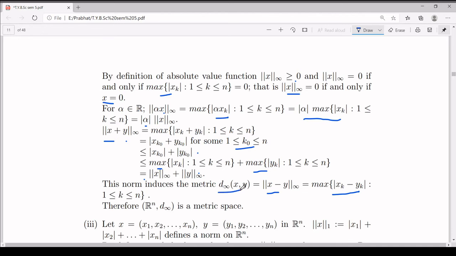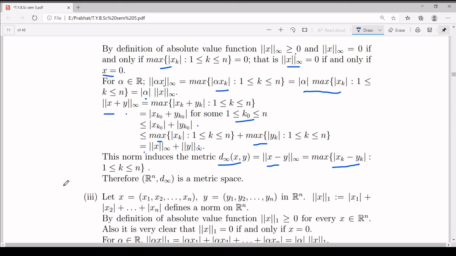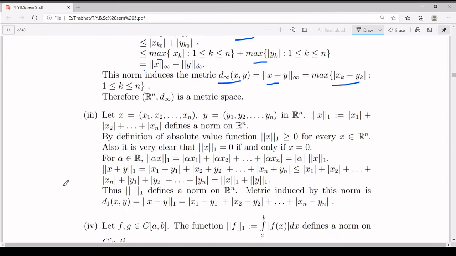So norm infinity is giving rise to a metric d infinity. Now the next example we will see. In Rn only, you take x equal to (x1, x2, ..., xn), y equal to (y1, y2, ..., yn). Define your norm x to be, again here I am using the notation norm suffix 1, so you can get the sense why I am using suffix 1. Norm x1 you define it to be mod x1 plus mod x2 up to plus mod xn.